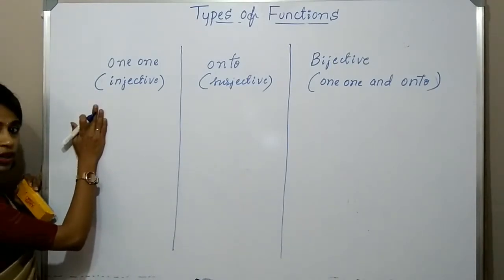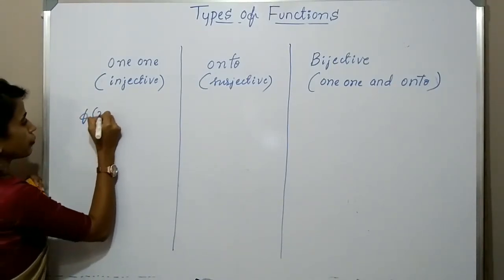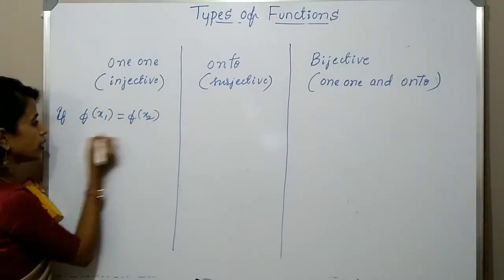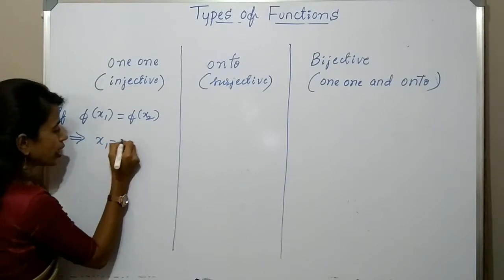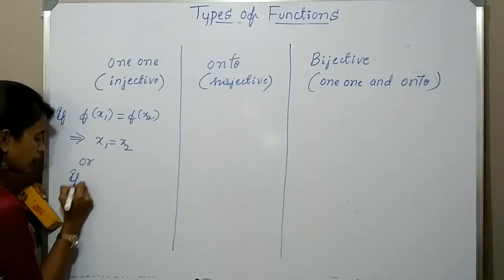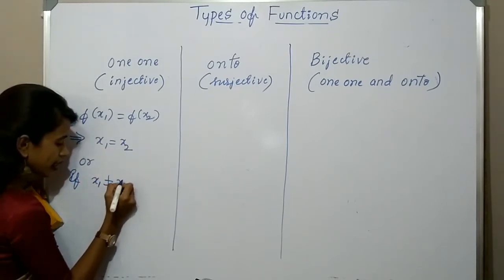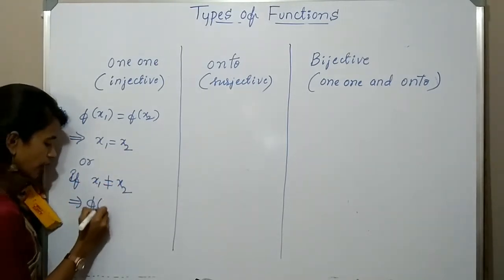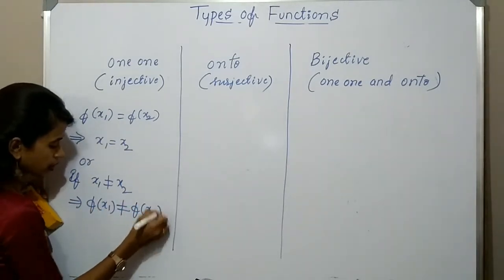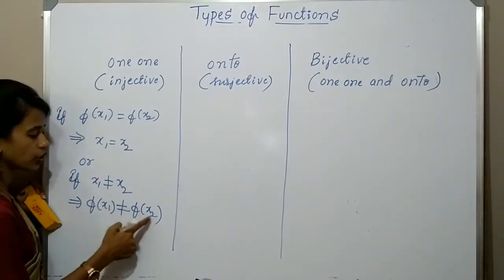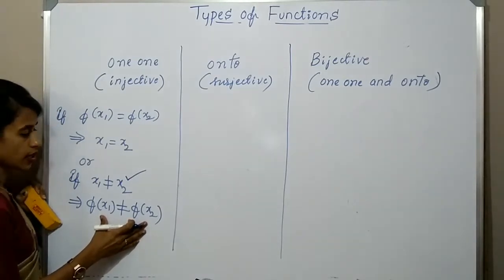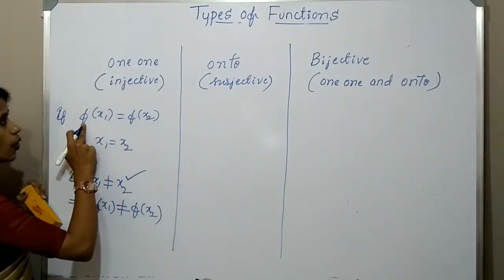So what is the definition of OneOne function? If images are equal, this implies the corresponding elements are also equal. Or if the elements are distinct, this implies the corresponding images, f of x1 not equal to f of x2. That is, image of x1 not equal to image of x2. If the elements are distinct, then whose images are also distinct, then we say that that function f is OneOne.